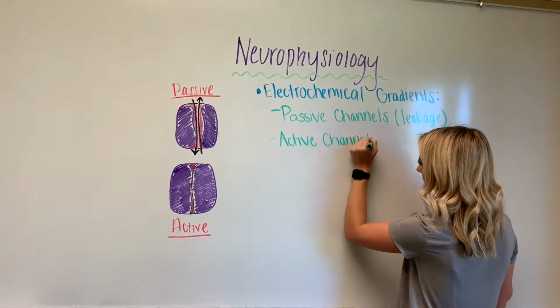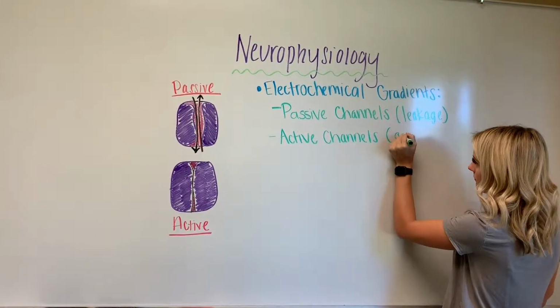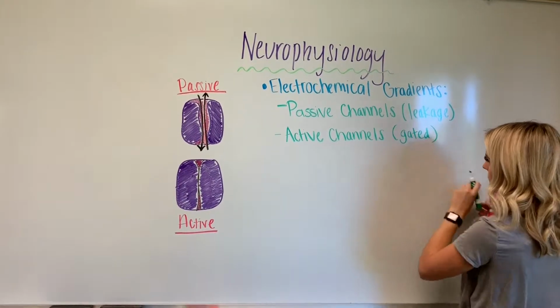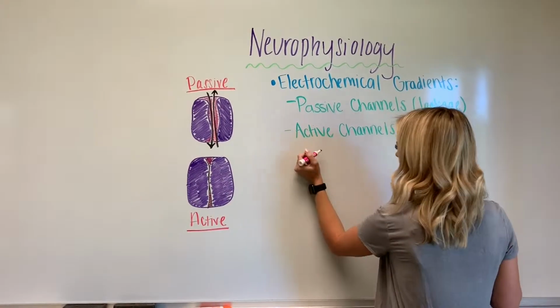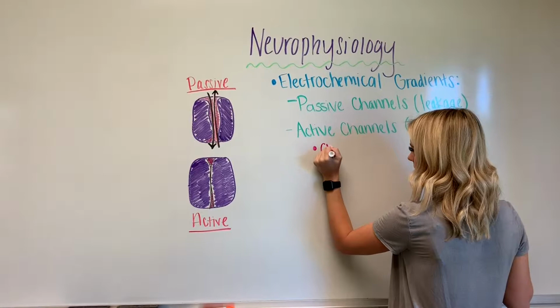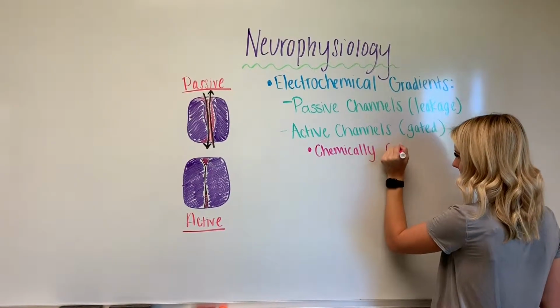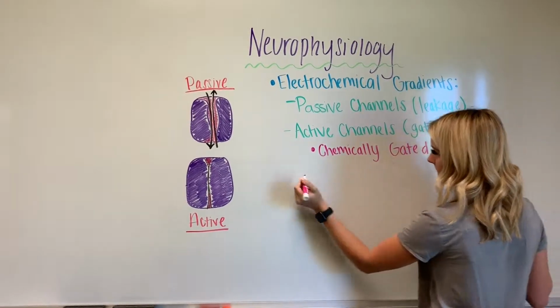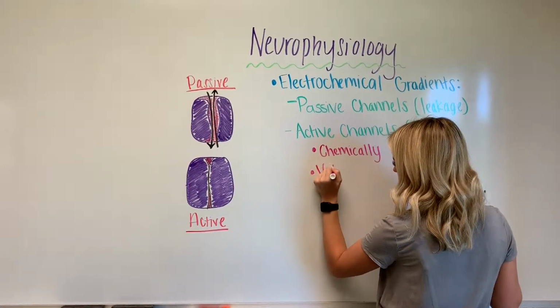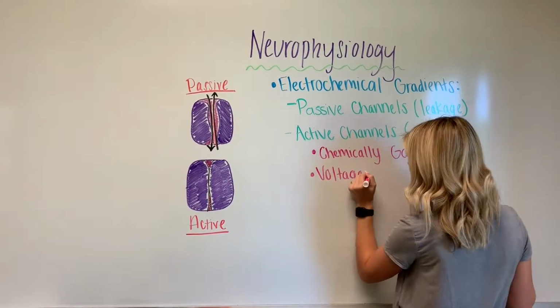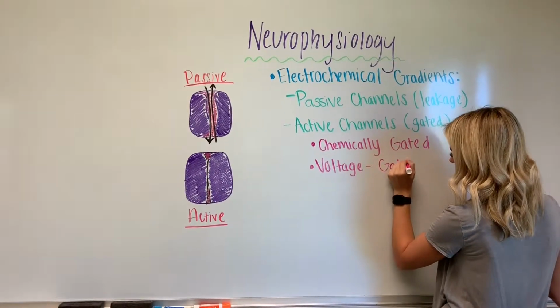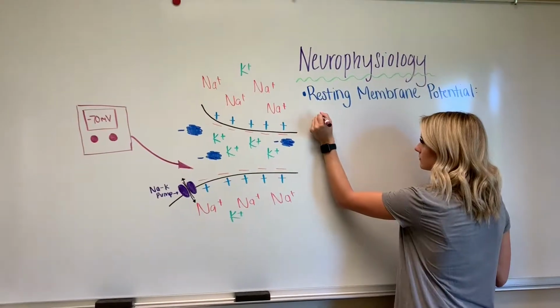These channels are open all the time and let different ions in and out of the axon. On the other hand, we have active gated channels, which are opened by an electrical charge or a neurotransmitter. In other words, chemically gated channels open through neurotransmitters, while voltage-gated channels are open due to an electrical charge. Now let's transition into what's called the resting membrane potential.